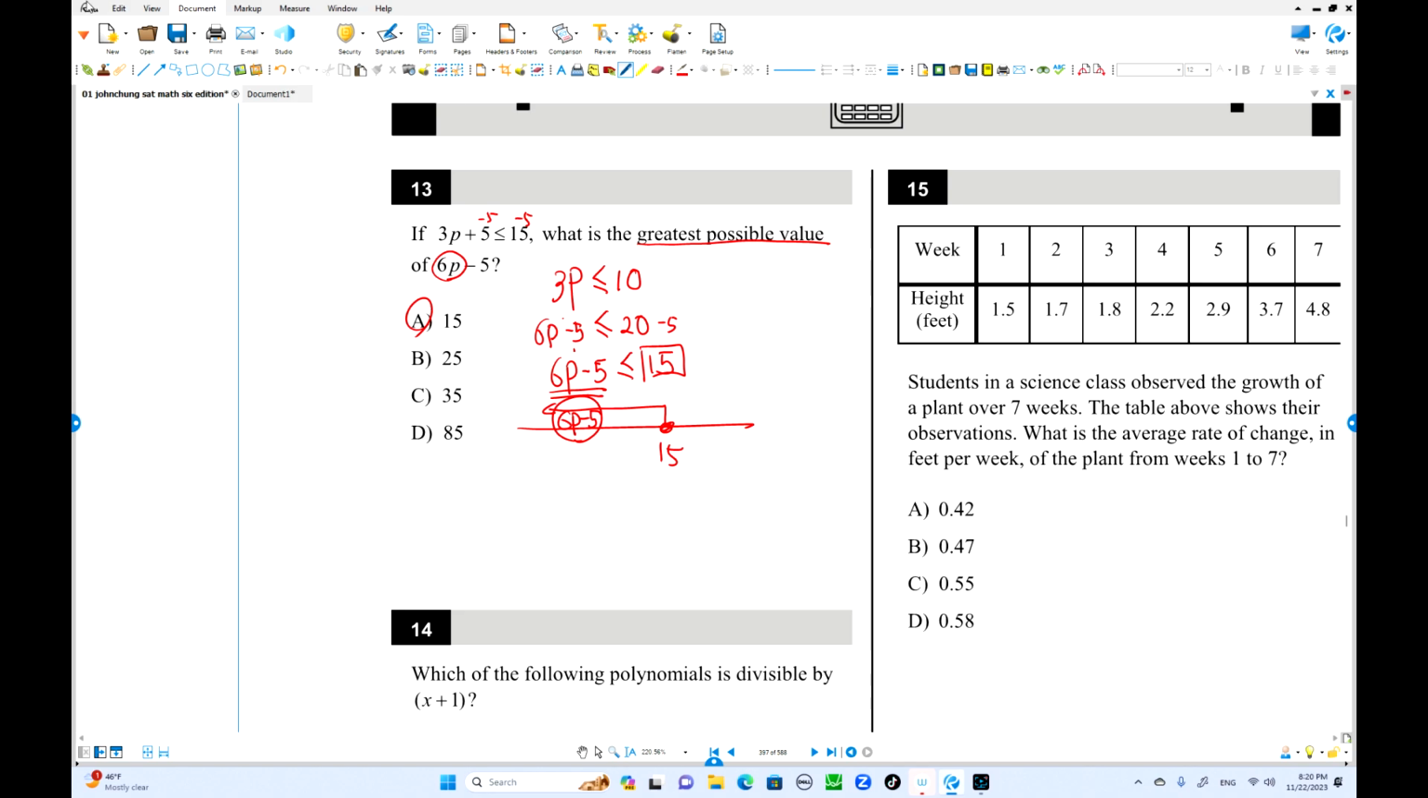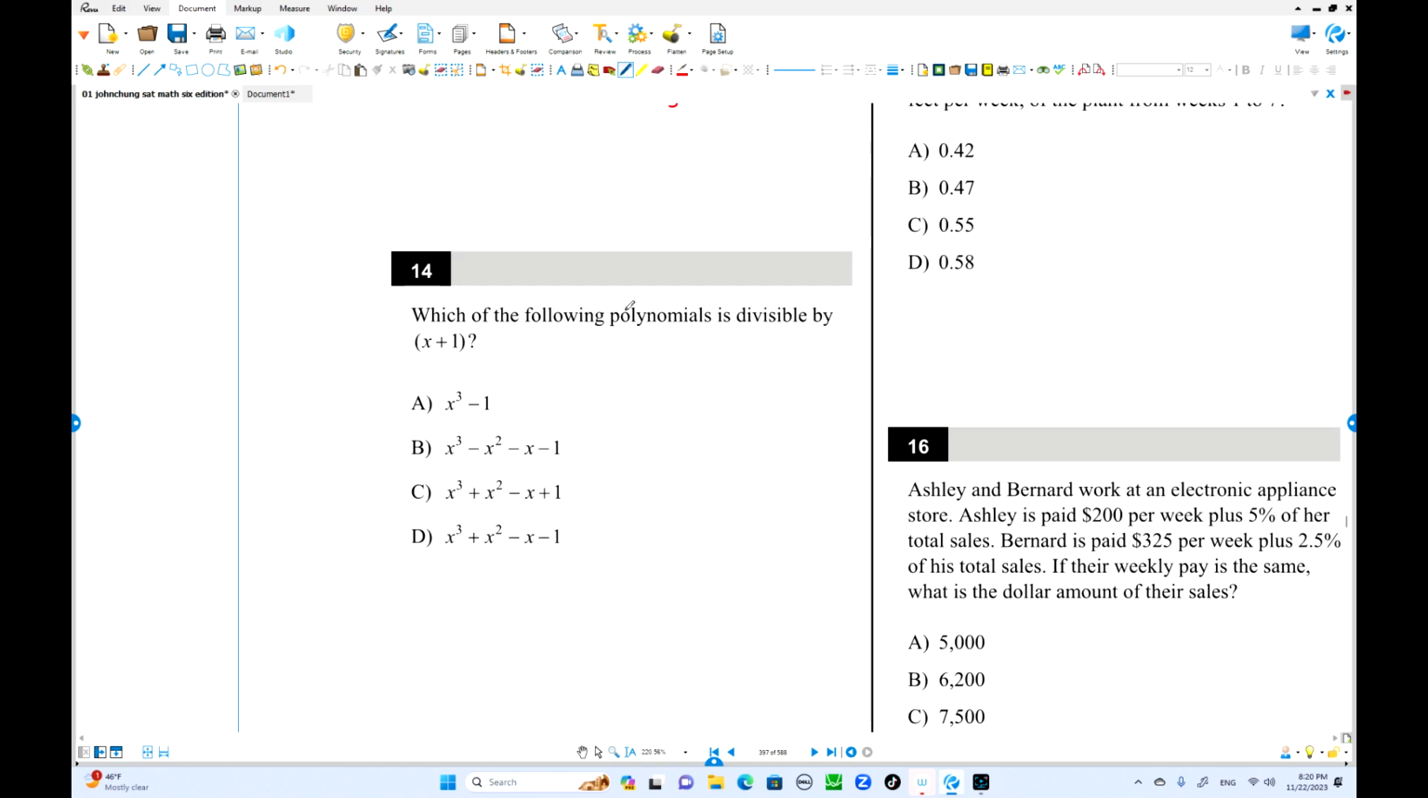Number 14. Which of the following polynomials is divisible by x plus 1? Okay, maybe you can factor directly. If you can do that, this is x minus 1 times x squared plus x plus 1. That's right.